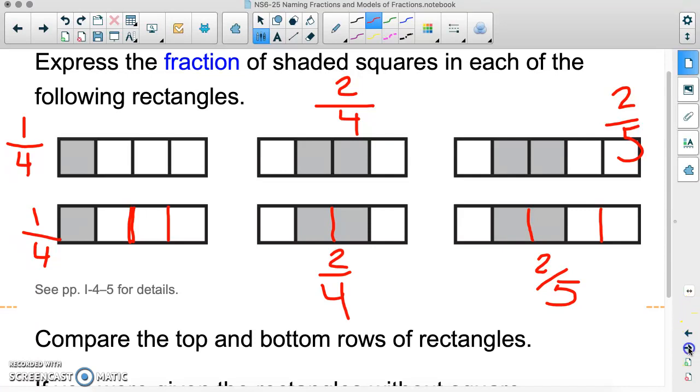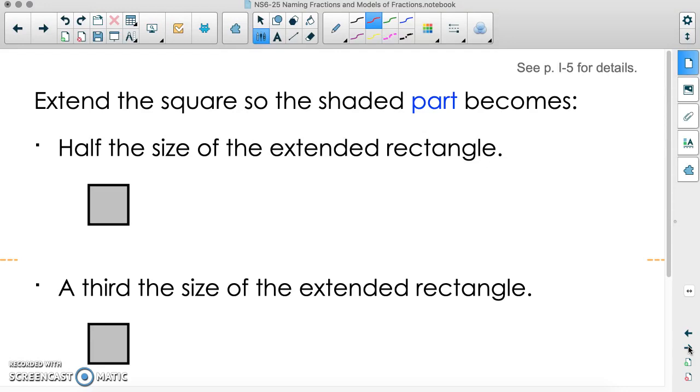So let's go on to this question here. I am giving you one square. I want you to extend the square so that the shaded part becomes half the size of the extended rectangle. So I want you to extend this square into a rectangle that this is half the size of.